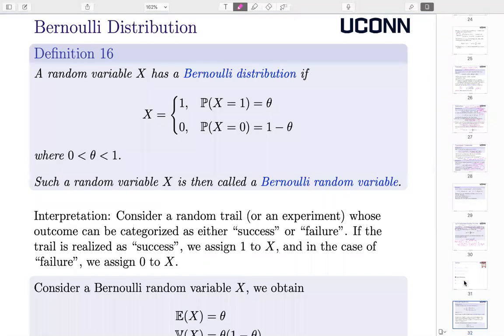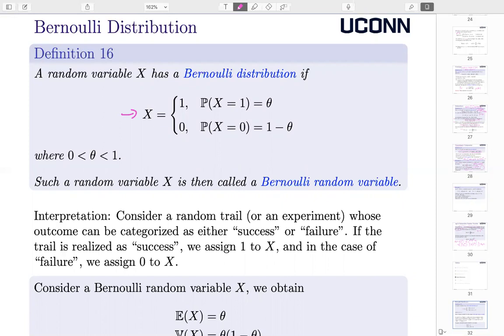So here we go. Let's start with the first one. The first one is a Bernoulli distribution. A random variable x has a Bernoulli distribution if the definition of it is given by the formula below. So this is how we define a Bernoulli distribution. Basically, we can call it a 0-1 distribution, meaning x can only take two values, either 0 or 1.